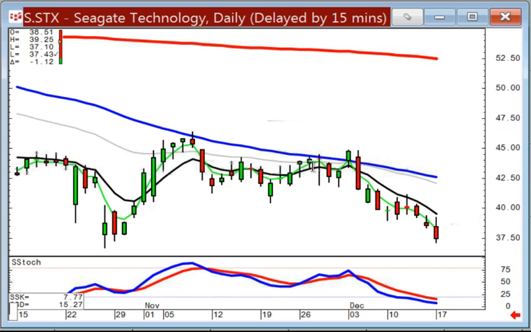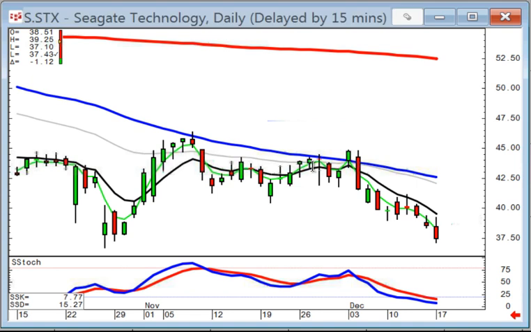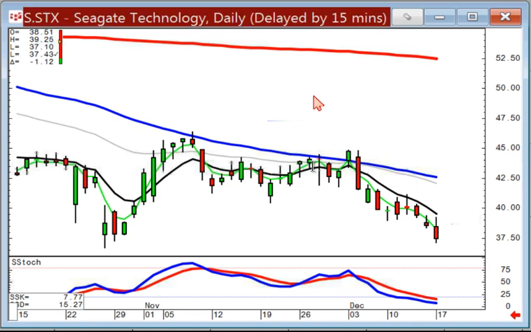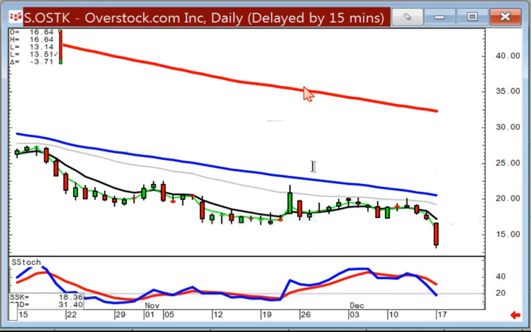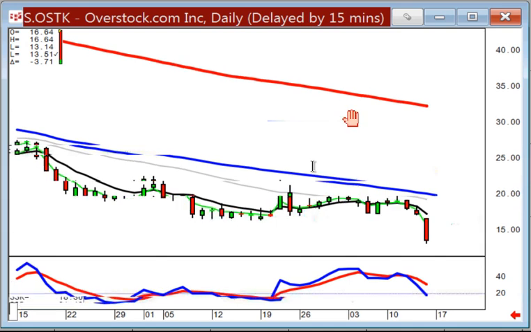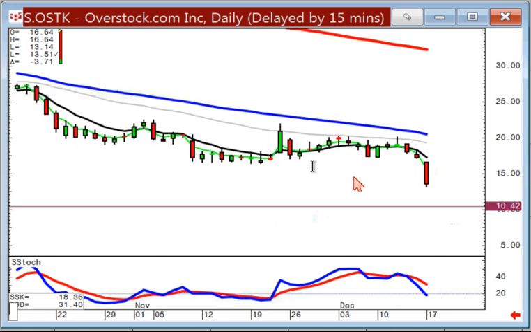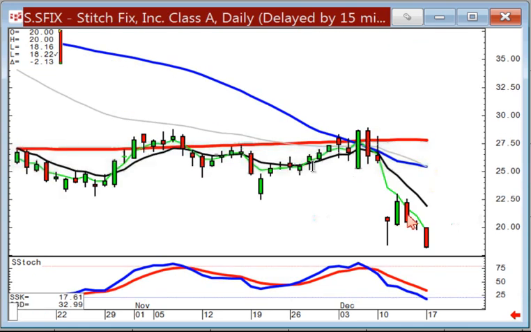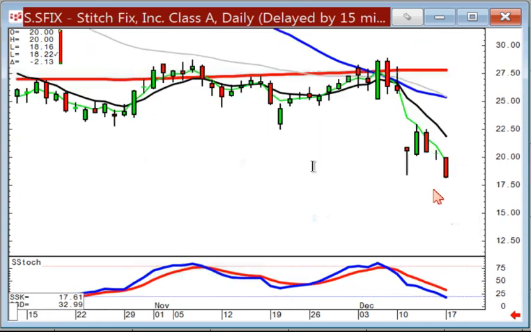Okay, let's call it a night. I'm probably going to be doing some puts on Overstock if it opens lower tomorrow, and maybe SFIX also if there's your bearish stogie sandwich. That could be taking you down into this area.